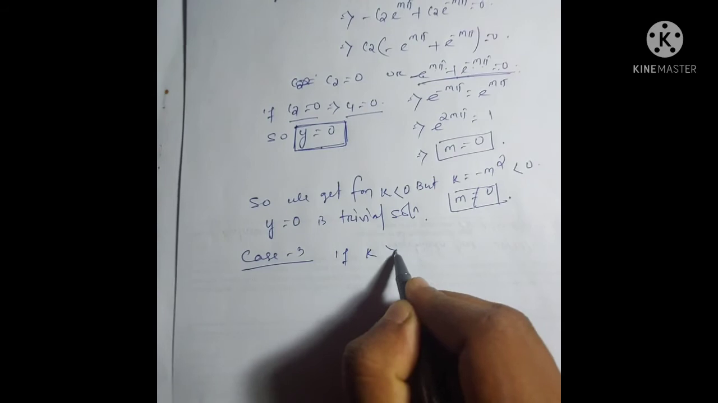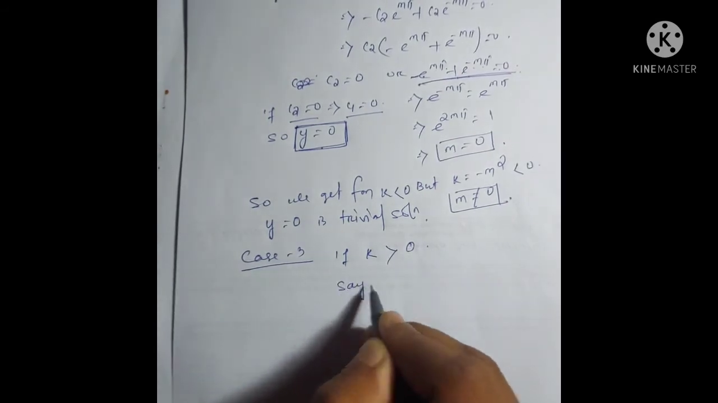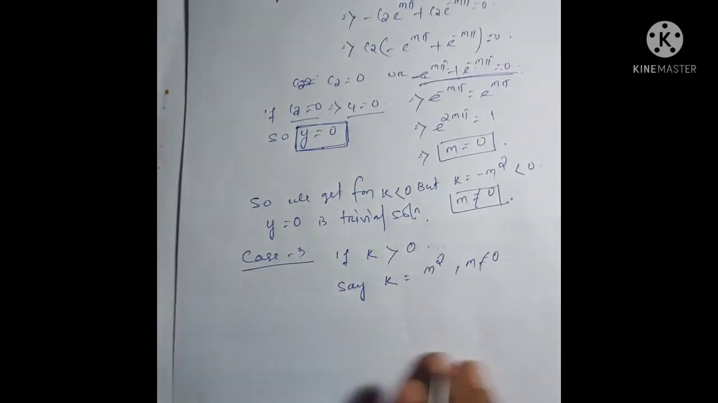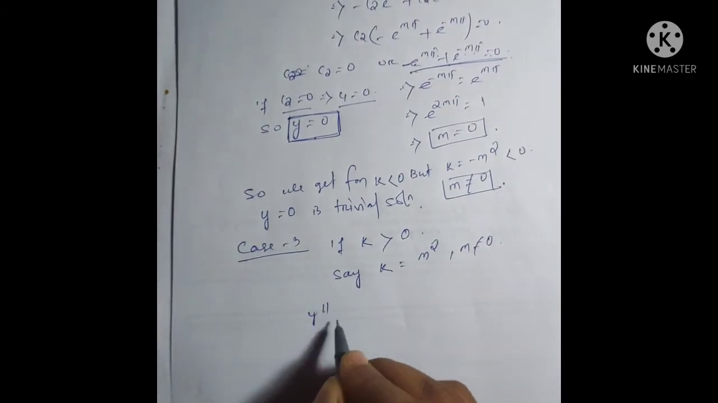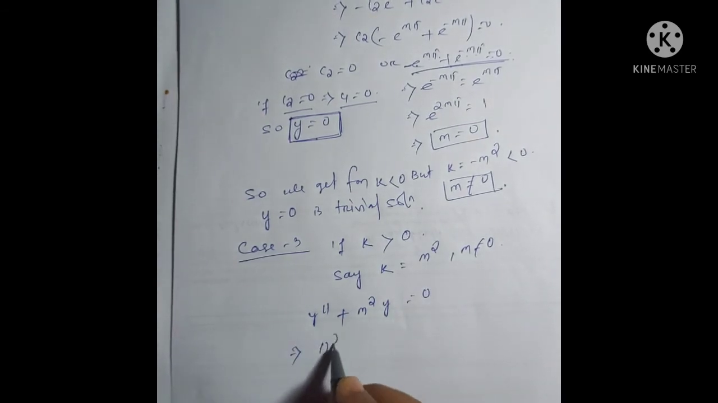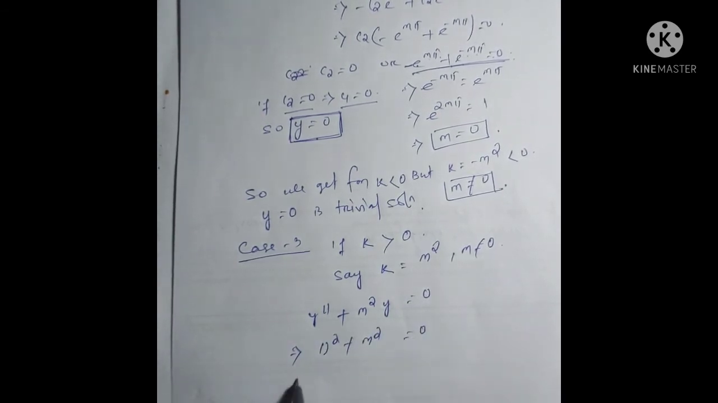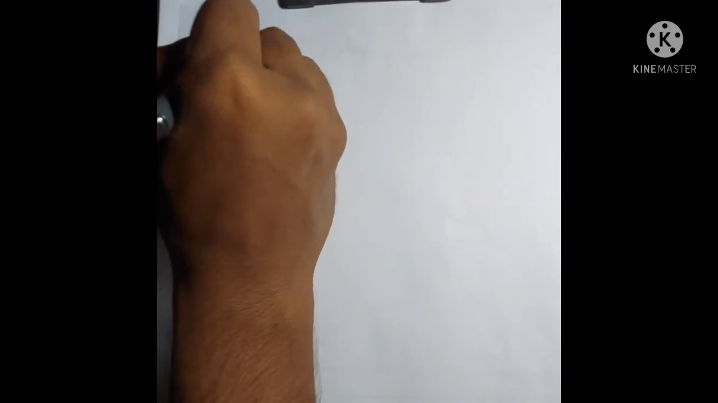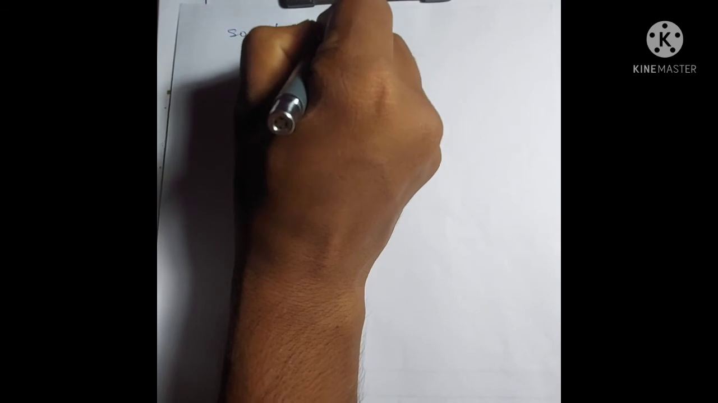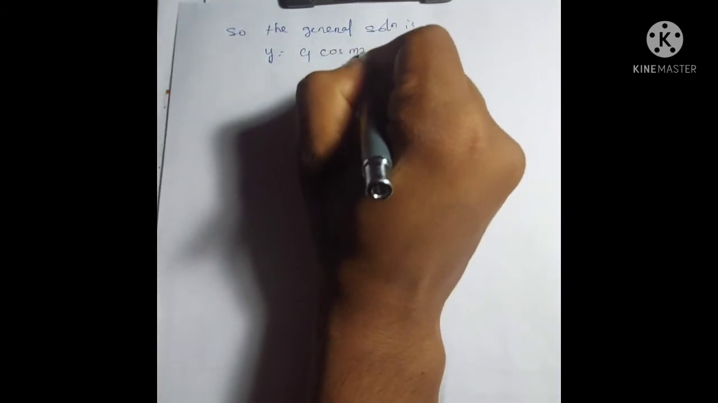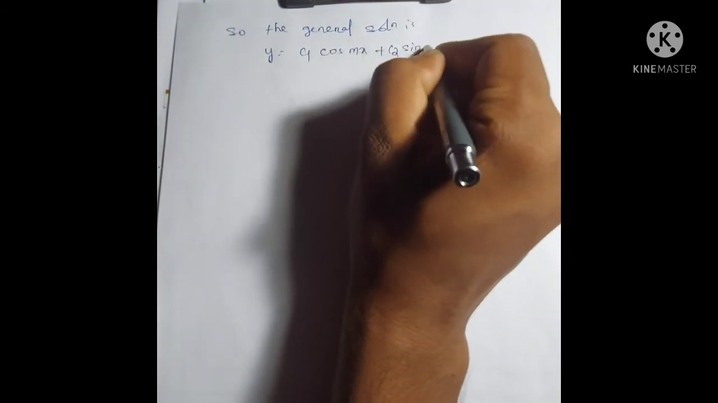If k greater than 0, then say k is equal to m square where m not equal to 0. Then the differential equation will be y double dash plus m square y is equal to 0. Now the auxiliary equation is D square plus m square is equal to 0 and D is equal to plus minus mi. So the general solution is y is equal to c1 cos mx plus c2 sin mx.